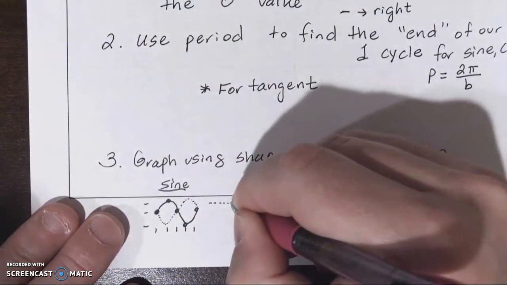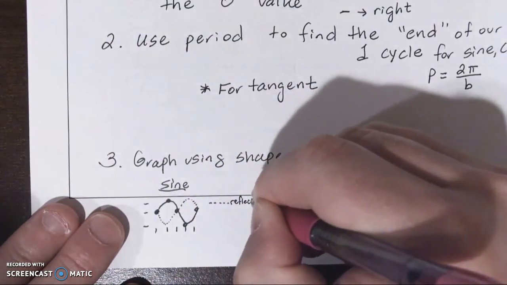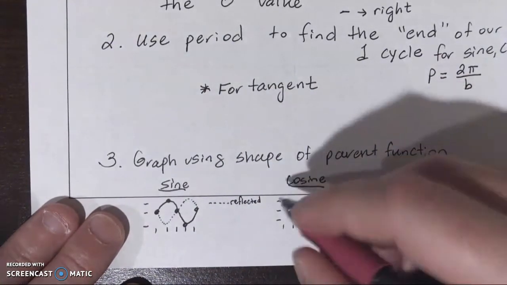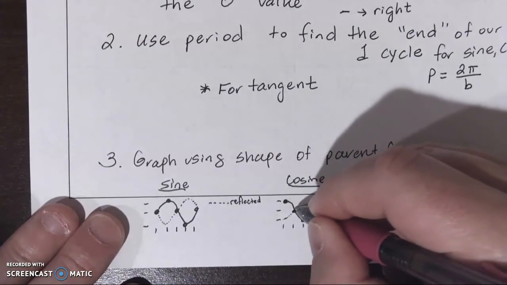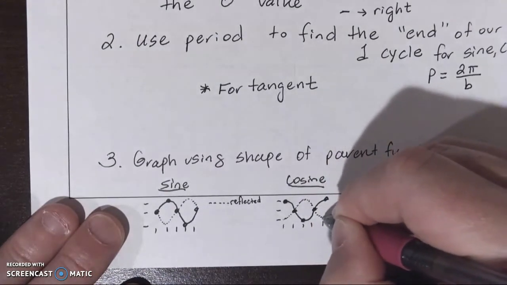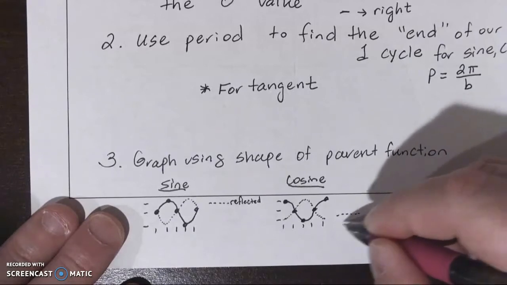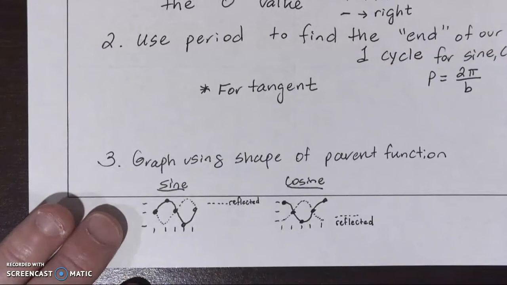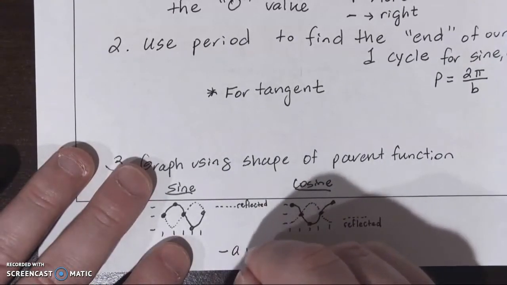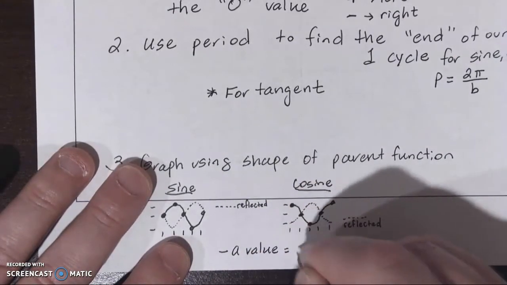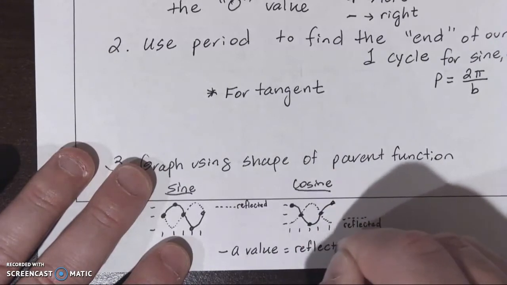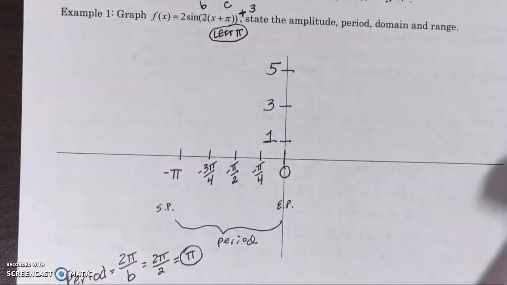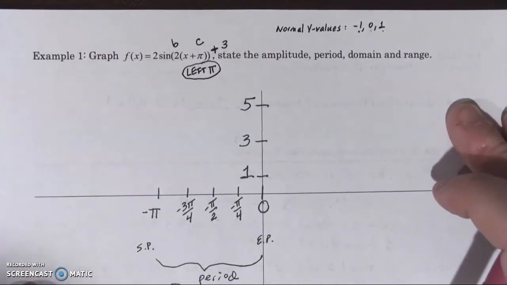So the dashed line is the reflected sine graph. Cosine, if it had a negative a value, would start at the bottom, middle, top, middle, bottom. And again, the dashed is the reflected. Okay? So a negative a value equals a reflection. Okay? Let's check out the graph that we've been working on. Let's recap what we've done so far.